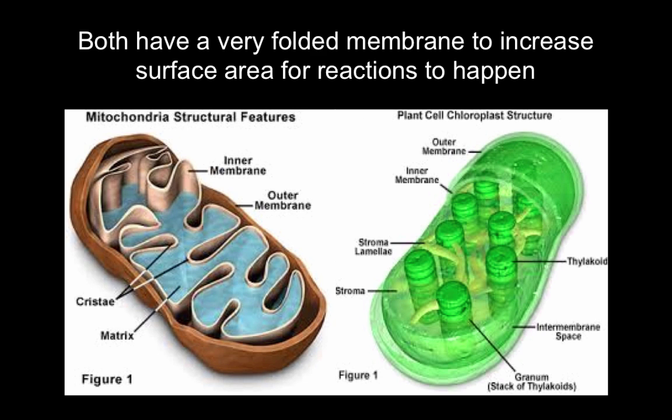Both the mitochondria and the chloroplasts have very folded membranes that allow for greater surface area for the reactions to happen. Notice in the mitochondria, it's got all these folds inside. The chloroplast has all these little hockey puck looking things. It just increases the amount of membrane, which allows for more reactions to happen.